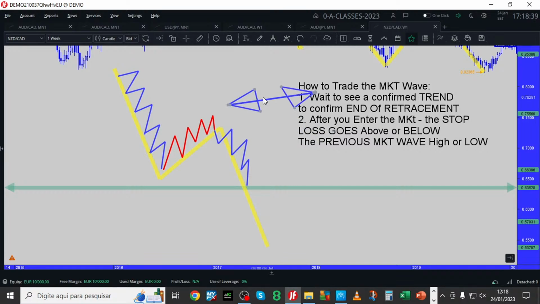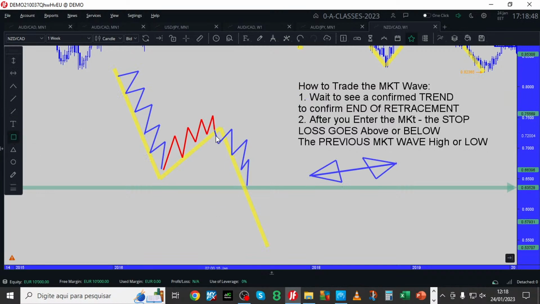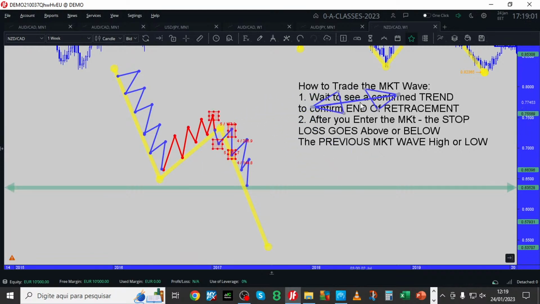Julius, the red. Dimitar, red to blue. Joy, red to blue. Excellent, very good. We learned about how to confirm a trend, everybody. Remember 25%, 25%, 25%, 25, together 100. So wait to see a confirmed trend.